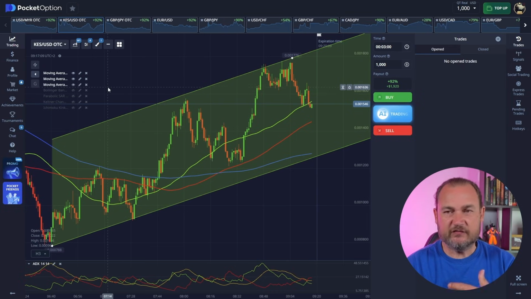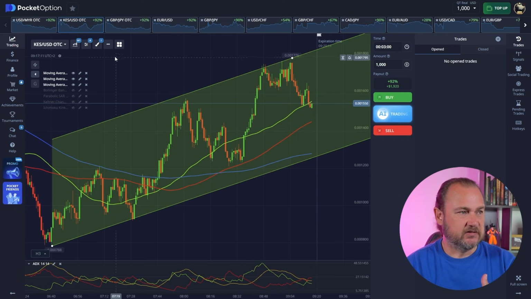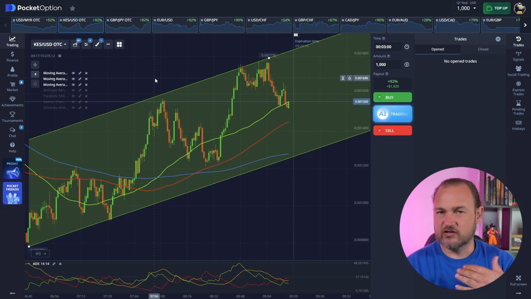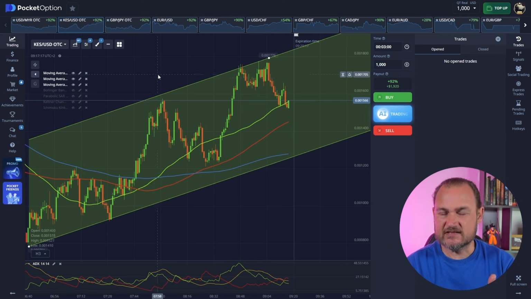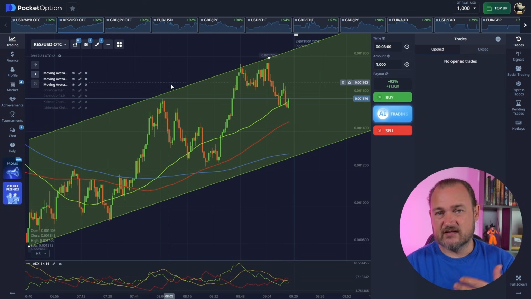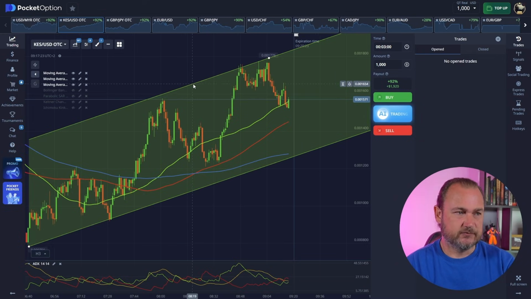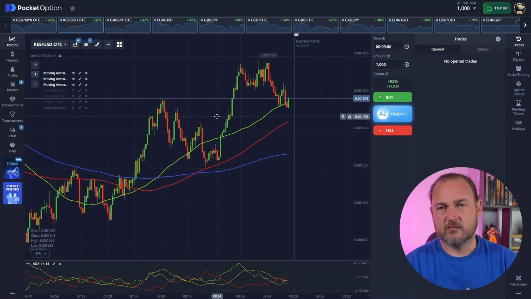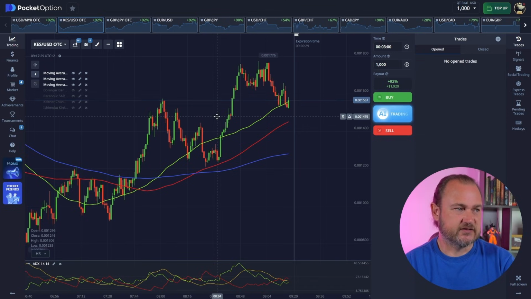Okay, so lots of ways you can combine it with different types of support and resistance. We've got your normal horizontal support and resistance areas. You've got channels. You've got moving averages that you can use as support and resistance as well. Okay, so now let's have a look at how we can actually combine this with some of the more popular indicators.